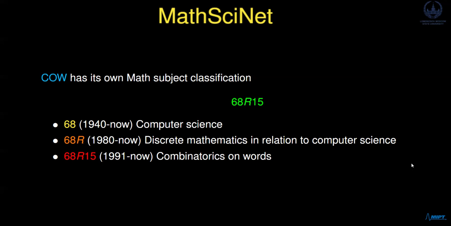This classification reflects how COW has become a critical part of both computer science and mathematics over time, and it underscores its relevance in topics like pattern matching, automata theory, and symbolic dynamics. This classification makes it easier for researchers and students alike to access relevant papers, theorems, and discussions related to our course topic.